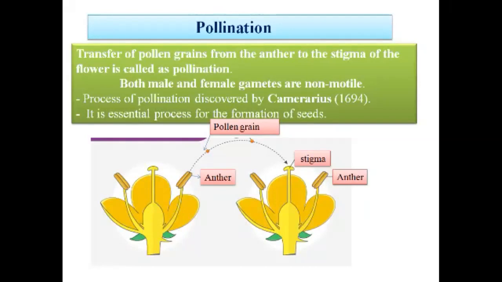or snails. So these agents transport pollen grains from anther to stigma or from one flower to another flower, and are known as pollinating agents. So pollinating agents are required for this process.